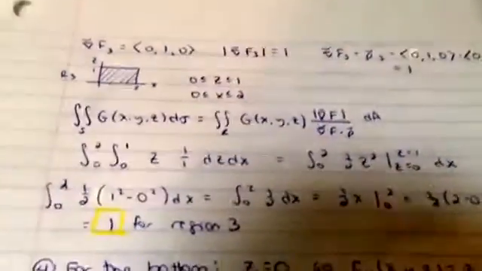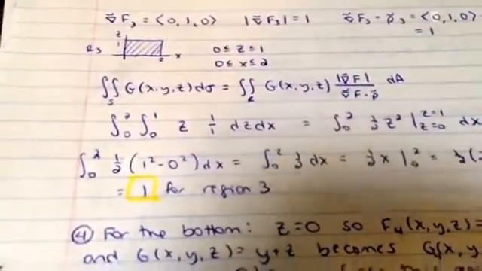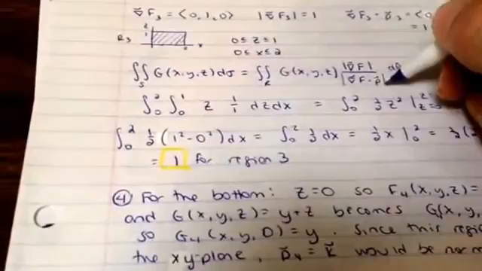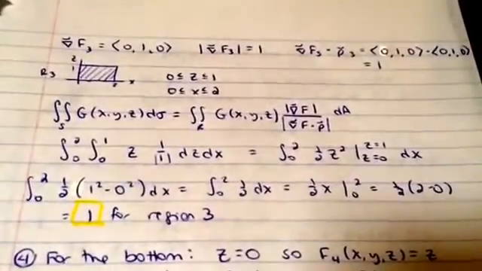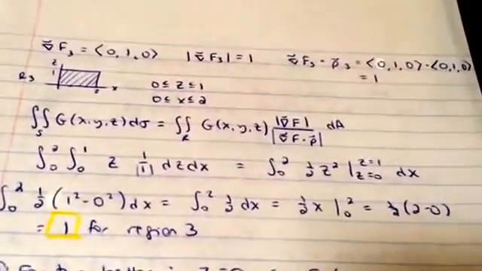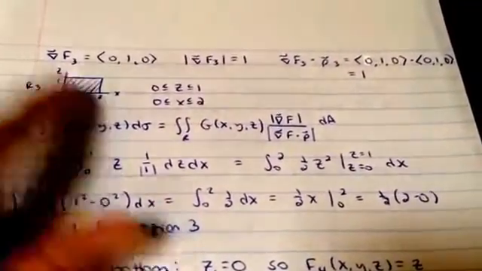I still forgot my absolute value bars. I don't know why I keep forgetting my absolute value bars. All right, there we go. Basic integral, and you get 1. Oh, and this was the region in the xz plane.